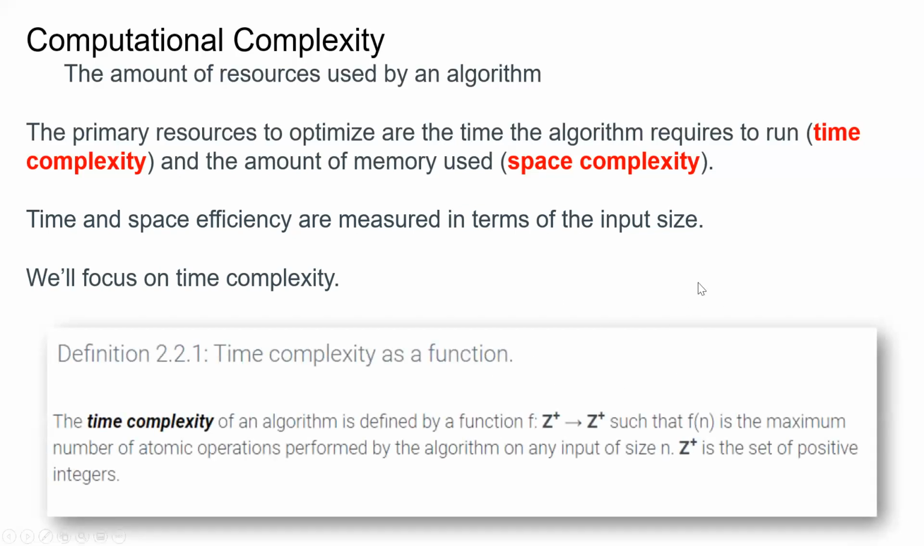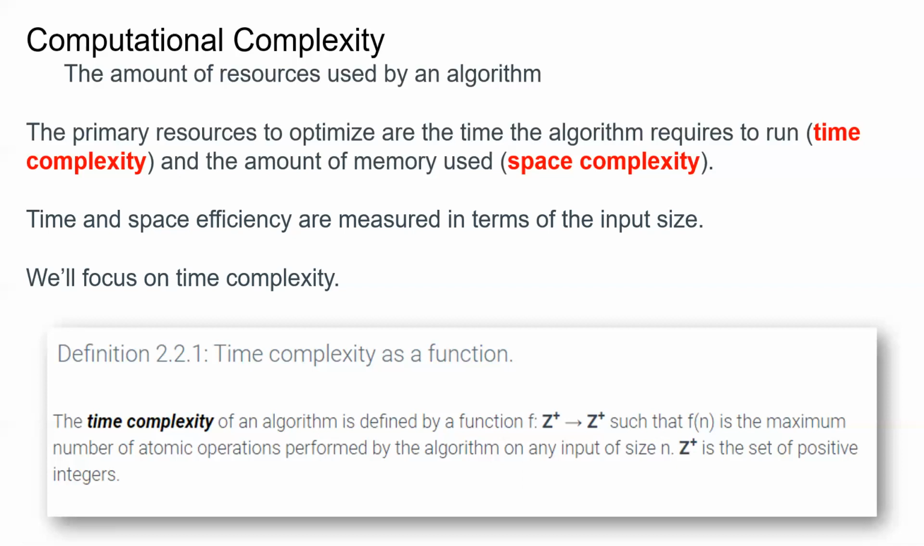Okay, so time complexity as a function. So here's what they say. The time complexity of an algorithm is defined by a function where our domain is positive integers and our range is positive integers, such that f of n is the maximum number of atomic operations performed by the algorithm on any input of size n. So we're going to say, here's an algorithm. What's the maximum number of atomic operations that would be needed to be performed?